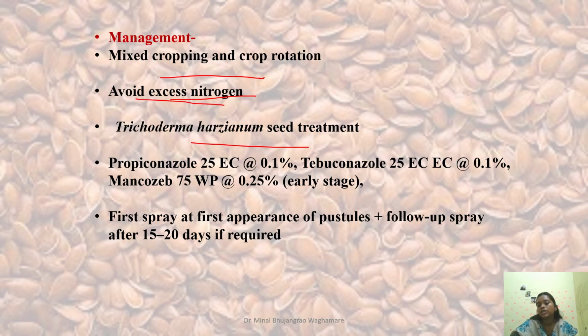Trichoderma harzianum at 10 gram per kg is suggested as a biological seed treatment for this rust. Propiconazole, tebuconazole, and one more, hexaconazole, at 0.1%, that is 1 gram per liter, are suggested as foliar application. The first spray we will do at the initial appearance of pustules. Second spray after 15 to 20 days if required after the first spraying. And mancozeb is also provided as a foliar application at early stages at 0.25%, that is 2.5 gram per liter.